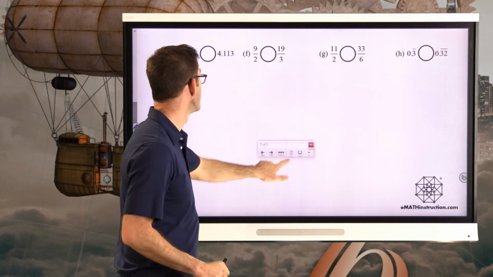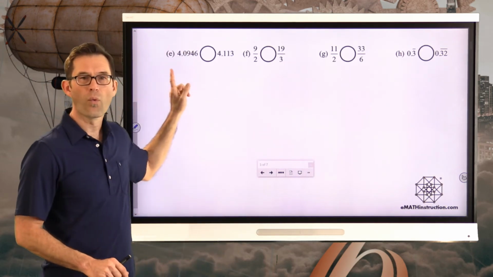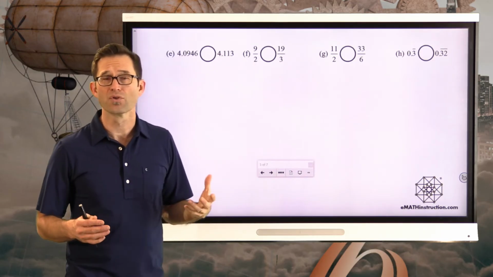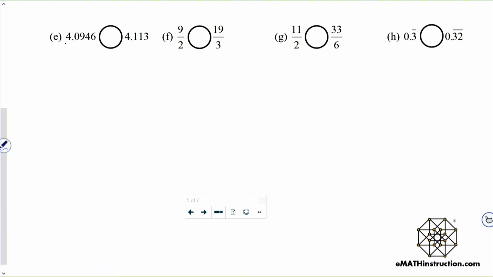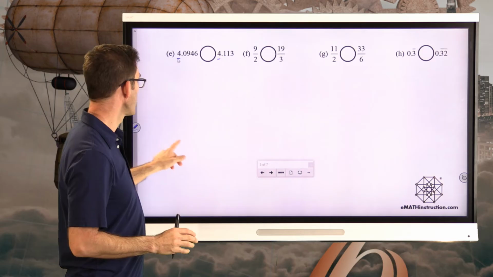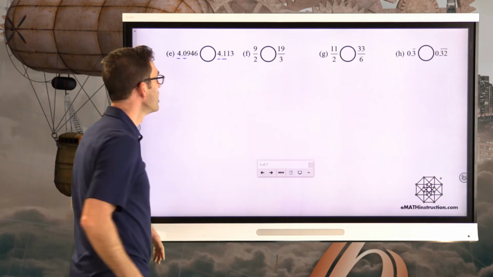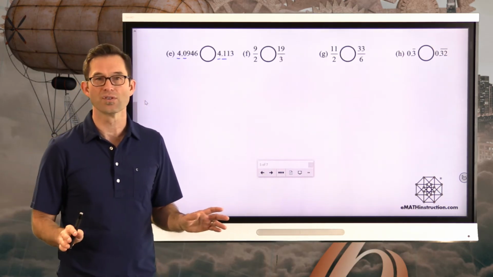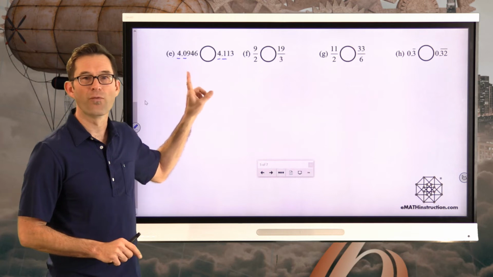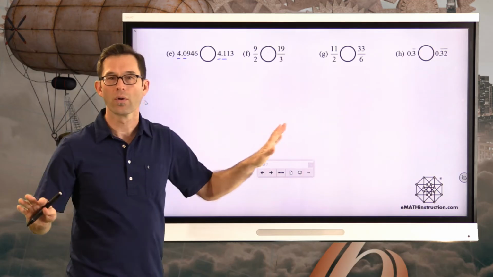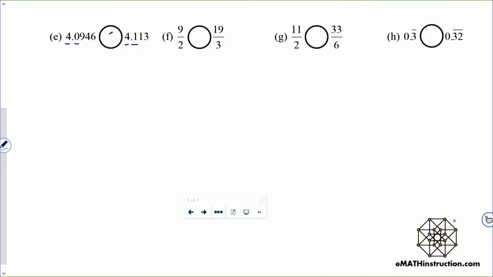Now let's take a look at these, right? So again, 4.0946, 4.113. The key with comparing numbers written in decimal form is to compare them digit by digit. So 4 and 4, right? Those are equal. No big deal, okay? But then when we move to the next digit, 0 and 1, it doesn't matter what any of the other digits are. At this point, it's like comparing the number 40 to the number 41, all right? It doesn't matter what comes after it, totally irrelevant. The plain fact is this number is now less than that number.